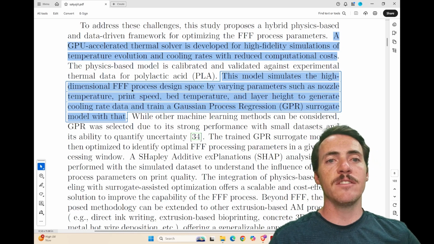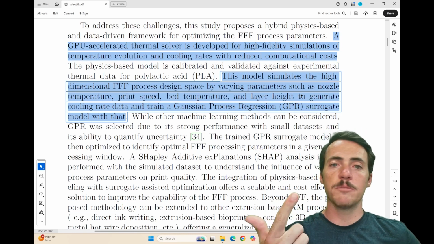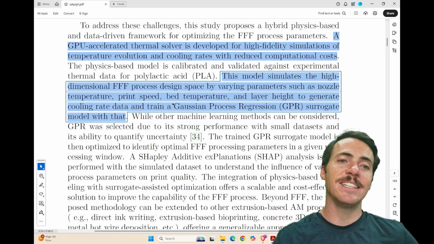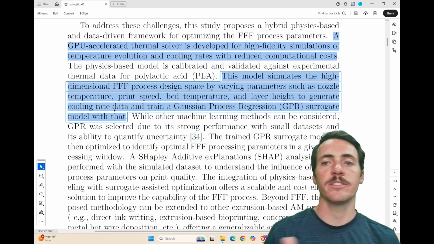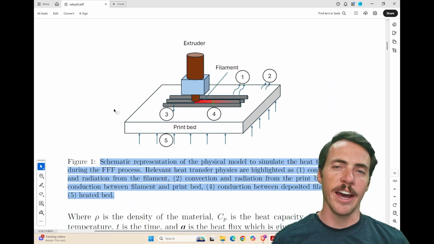It says it simulates this process by varying parameters like the nozzle temperature, print speed, bed temperature, layer height to come up with cooling rate data. And then it uses a Gaussian process regression as the surrogate model to then go about predicting. So what does their model actually use, right?